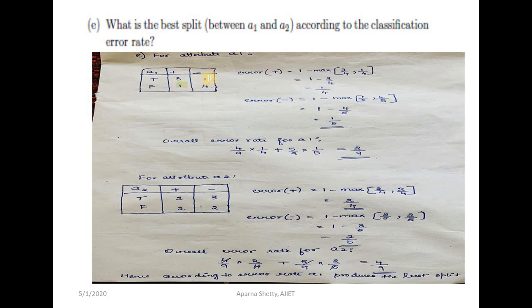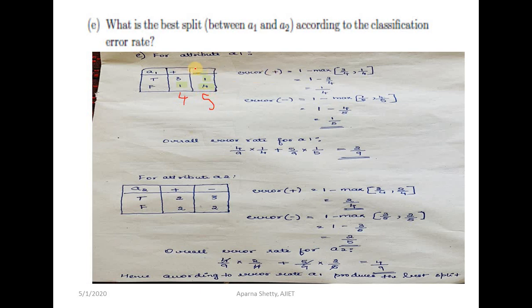Same way, count the number of records here that belong to class minus and have the value t. It is 1. Similarly, the number of records that have class value minus and have the value f is 4. So here the total number of records over here is 4. Over here it is 5.